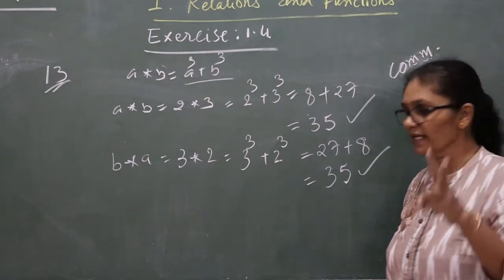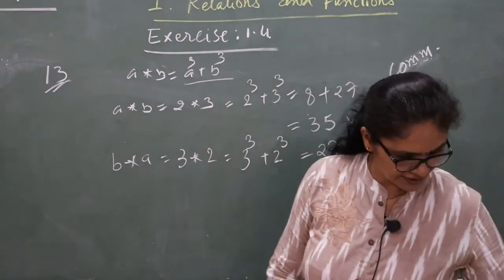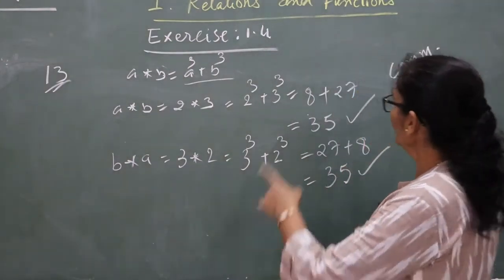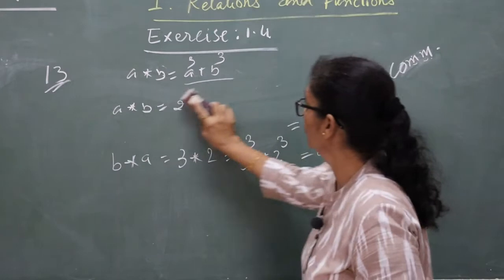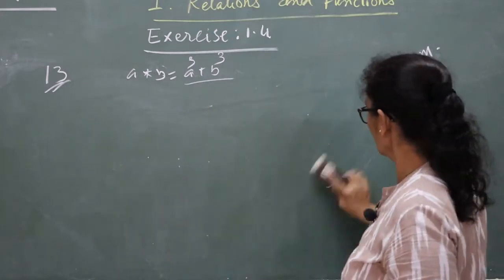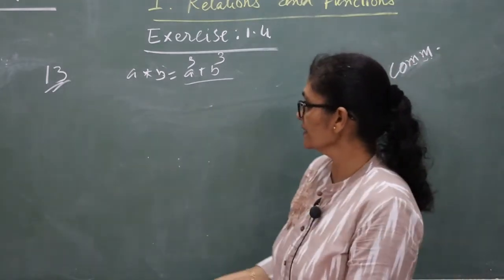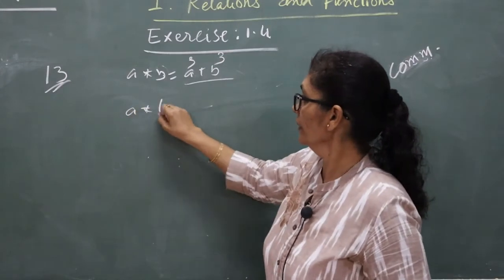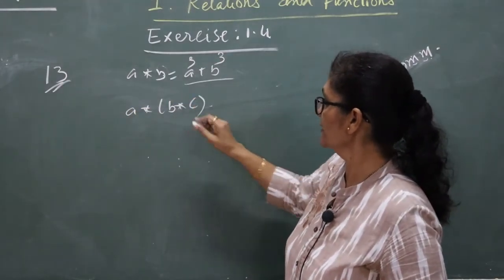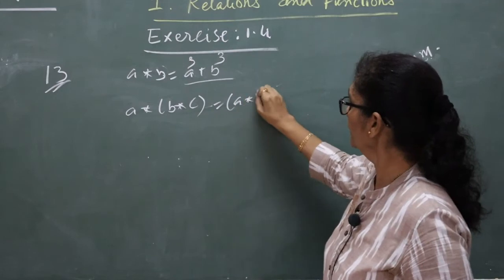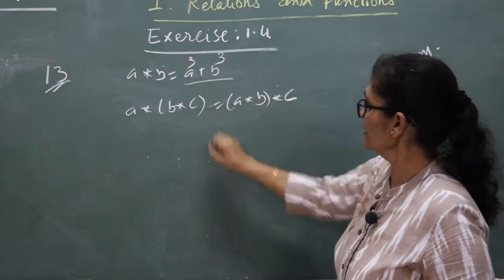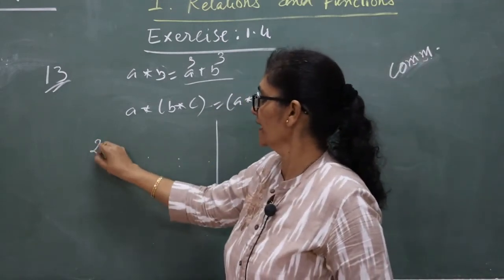Now we have to check the second thing, associative. So let's check for associative. It is commutative, the first part we have proved. Now let's check for associative. That is, A related with BC equal to A related with B and with C. Okay, let's check both the sides.